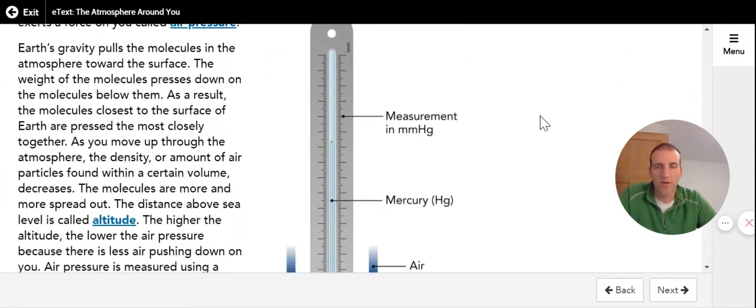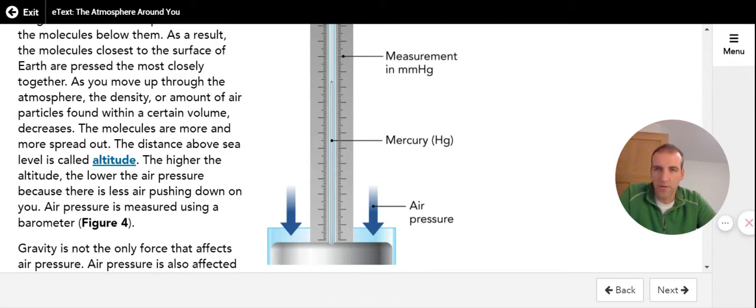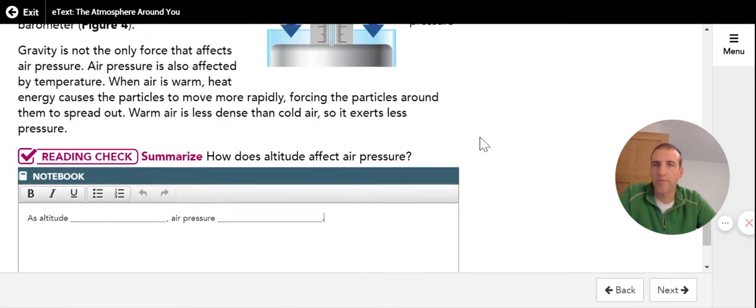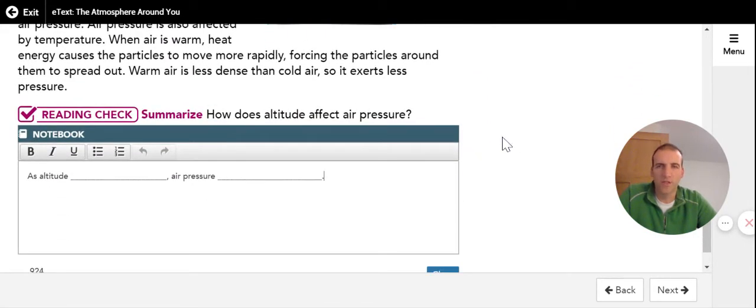There's some reading about air pressure and altitude, which are the vocabulary words that are highlighted here. And there's a summarizing question for you to answer, one of the reading checks. How does altitude affect air pressure? This is a question that summarizes the relationship between those two.